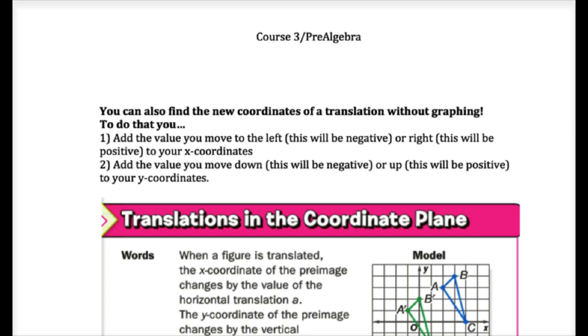Everybody point to the right. If your image goes to the right, that's going to be a positive. That's going to be added to your x coordinate.